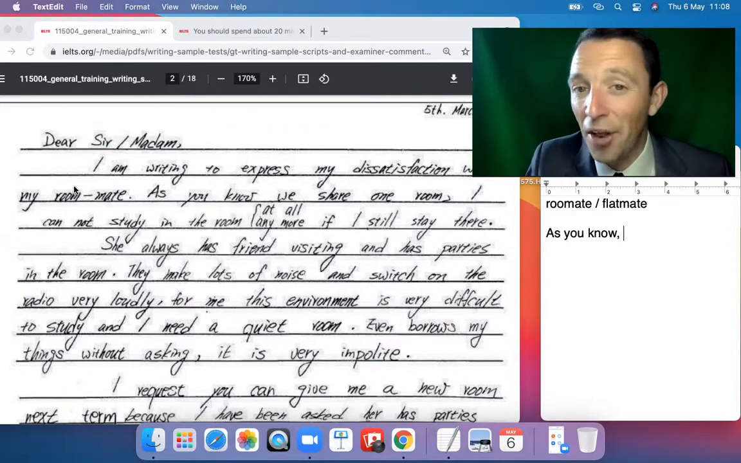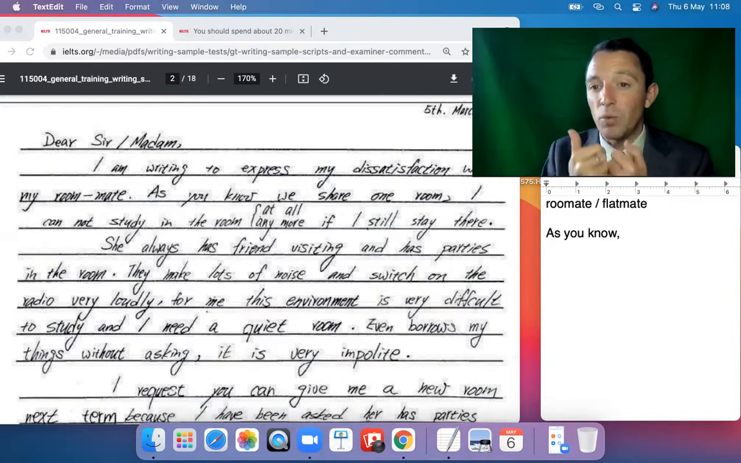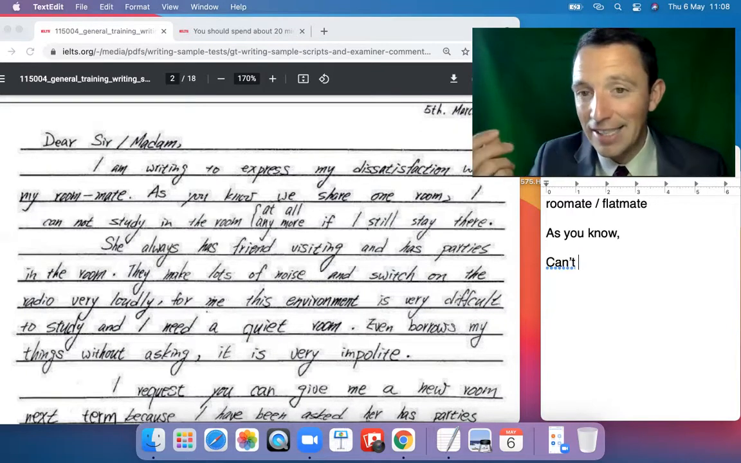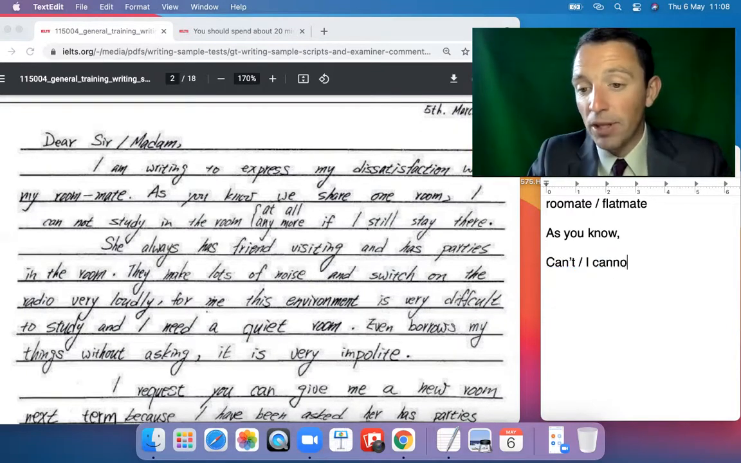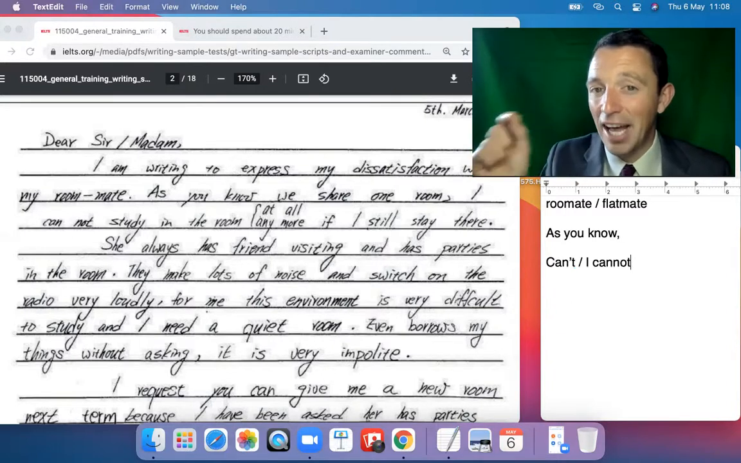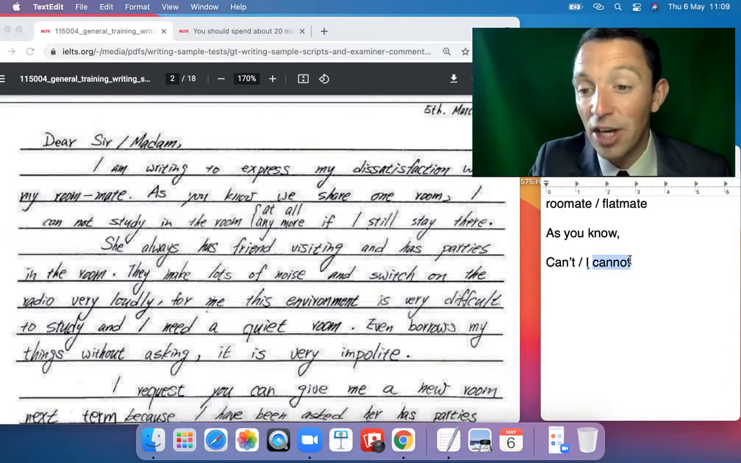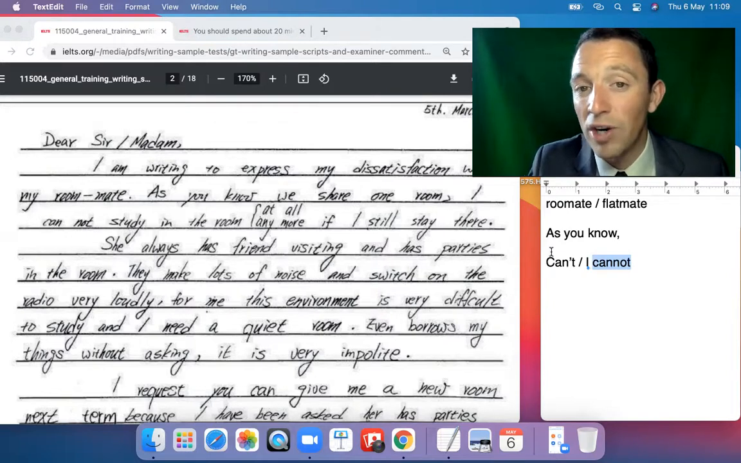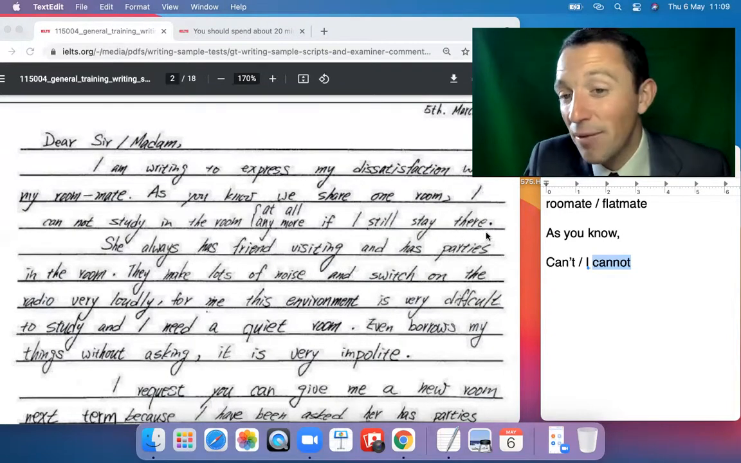In relation to cannot, this is very interesting as well, because when you text with your friend, when you write with your friend, it's very typical to say can't. And in a formal situation, it's more appropriate and more correct to write cannot. In the formal situation, it's better to write cannot. So for this reason, I think this is a small correction to make. I think it's necessary to write the word cannot together. Study in the room, if I still stay here, not too bad.